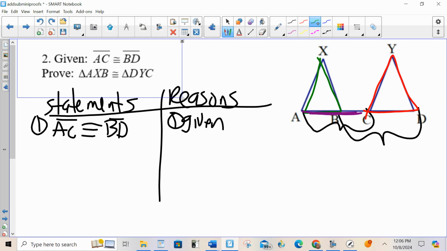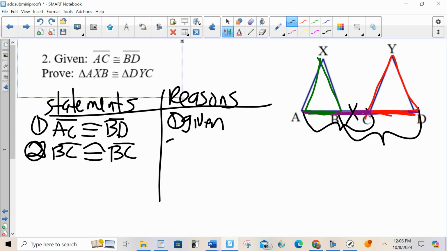I want the green. So I need to take away. What do I need to take away? Well, the leftover purple piece, BC. From the other side, it's giving me BD. I want CD, that's the side of the triangle. So what do I have to take away? BC. So the second step, just like what we did in the previous example, is what I'm adding or subtracting to get what I want. The reason that BC is congruent to BC is reflexive property.